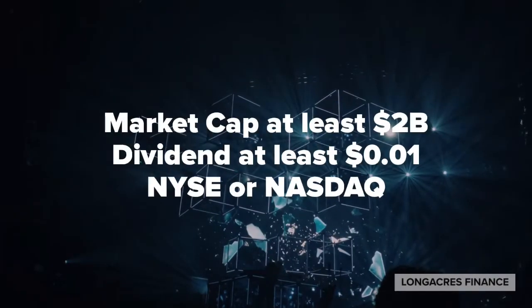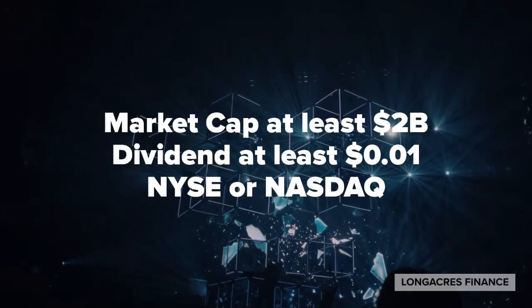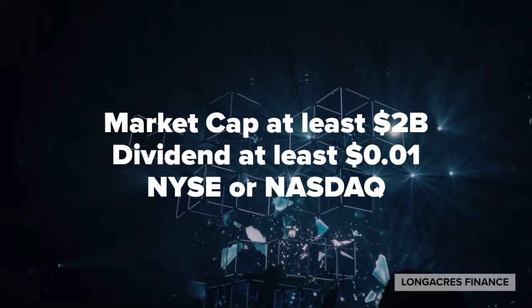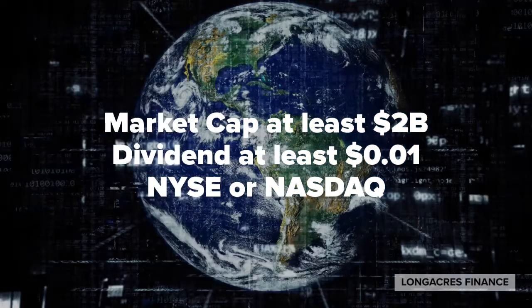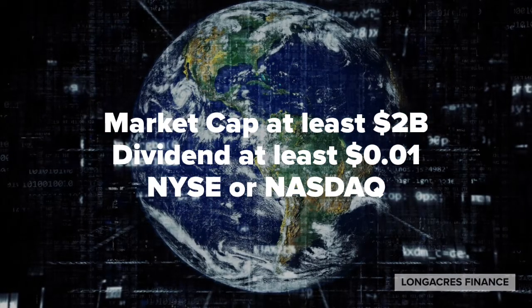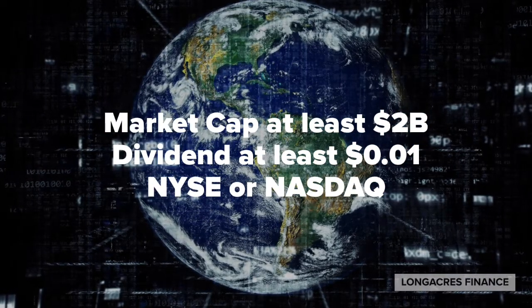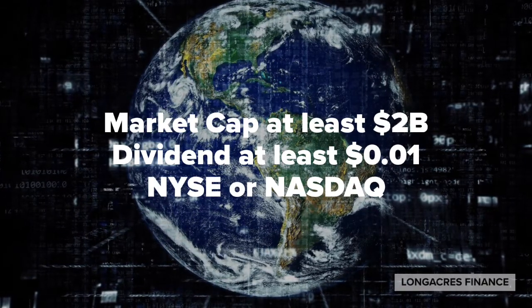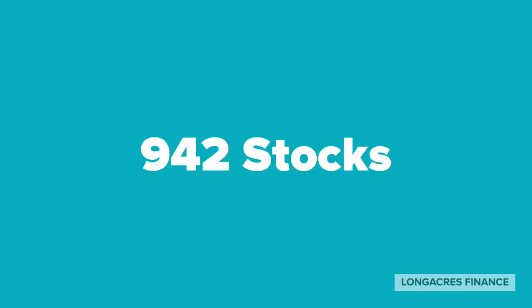I set up my Schwab screener to give me a list of stocks that meet the following 3 criteria: a market cap of at least $2 billion, an annual dividend of at least 1 penny, and only stocks that trade on the New York Stock Exchange or NASDAQ. The reason I chose these filters was because I want to focus on stocks that pay a dividend, I want to exclude very small companies, and I want to use stocks that are easily accessible on popular brokerages. The screener returned 942 stocks.